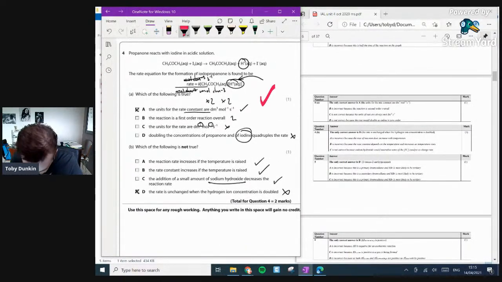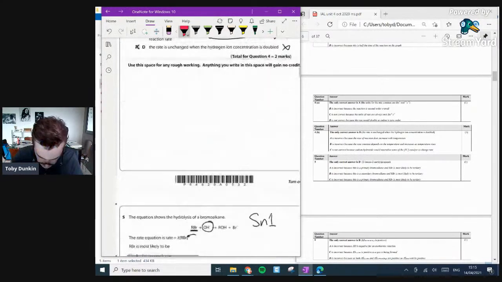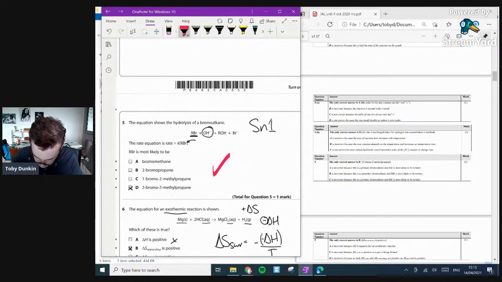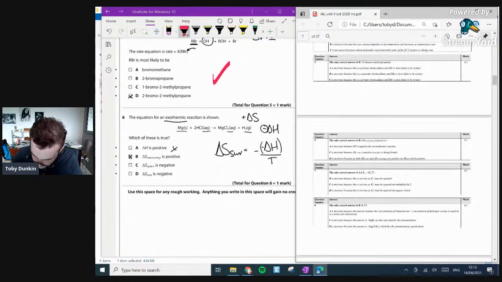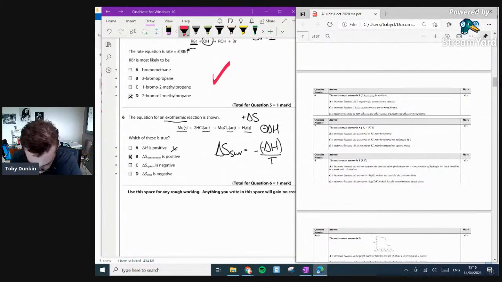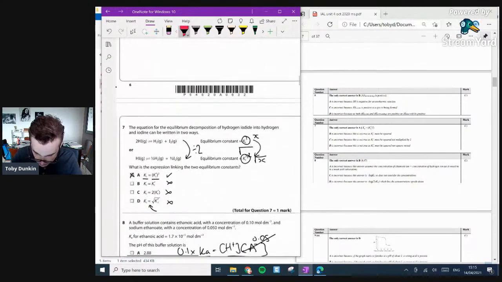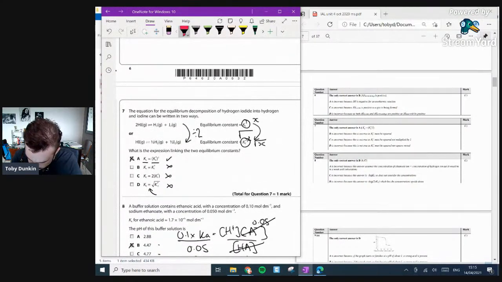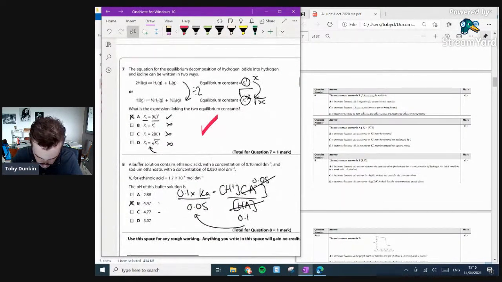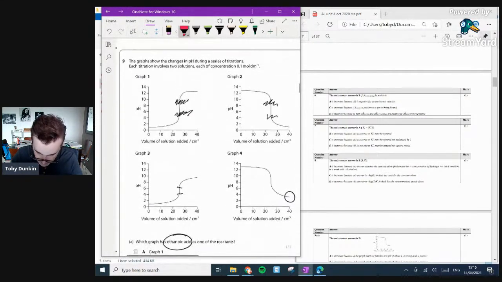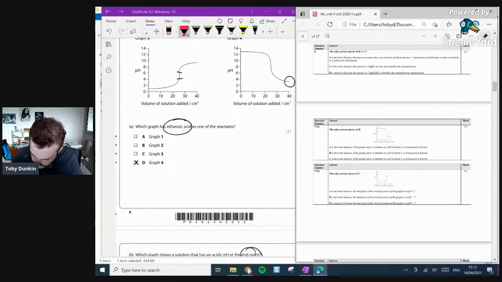A, D, and D. Doing well so far. I still think I'm going to usually get at least one wrong. B, I got one on the AS paper wrong. A and B. Doing really well on the multiple choice.